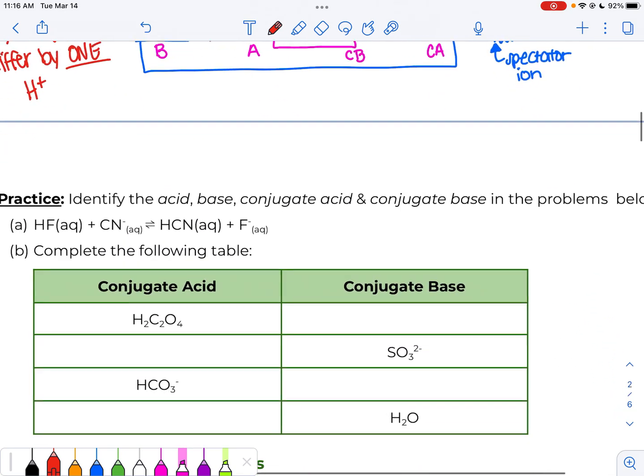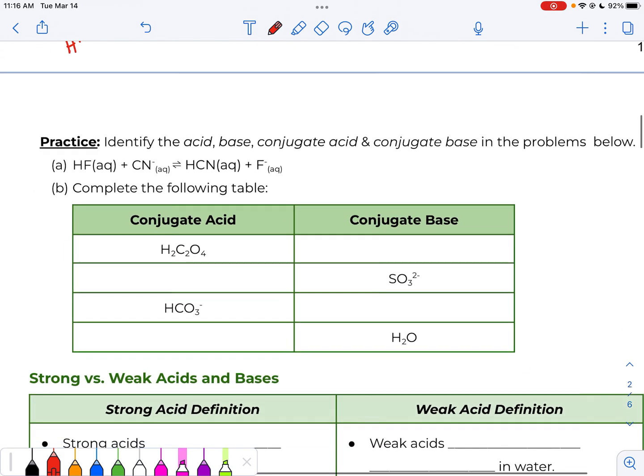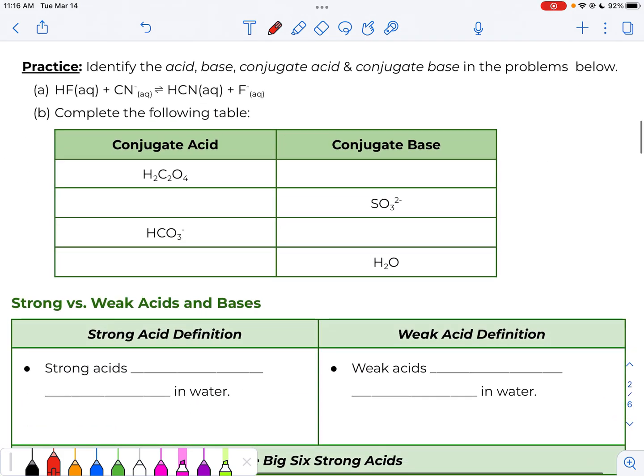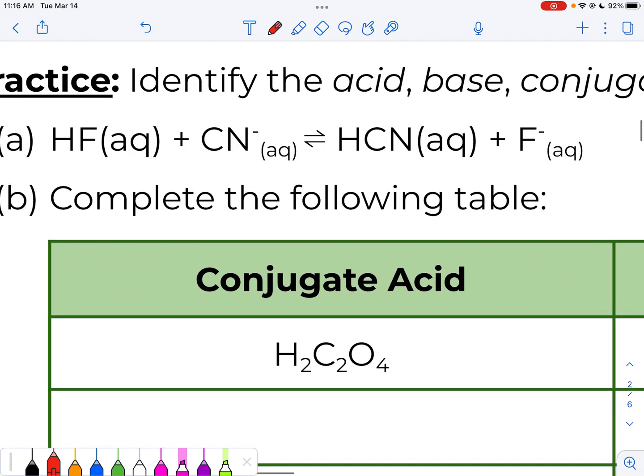Okay, so let's get a little practice. Identify acid, base, conjugate acid and conjugate base in the problems below. So take a look at A. We've got HF plus CN minus reacting to form HCN and F minus. So which thing is going to give up? Which thing is going to take?